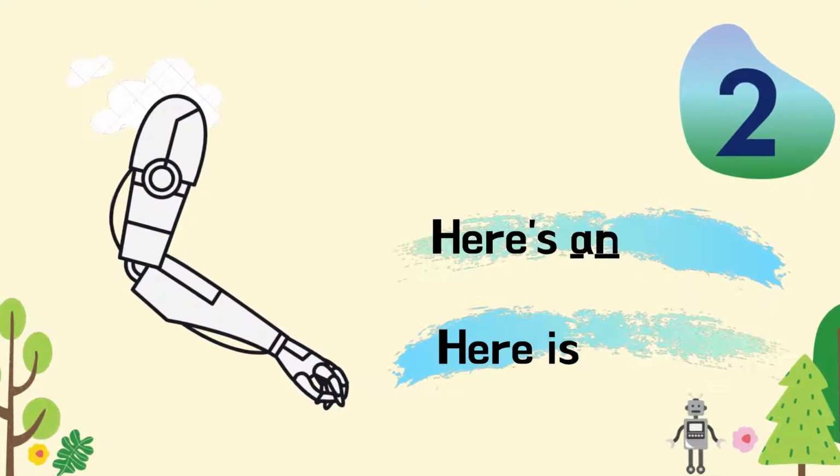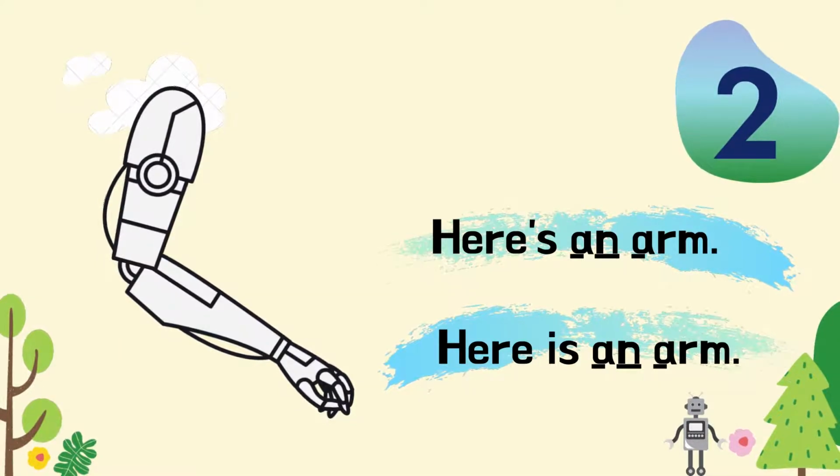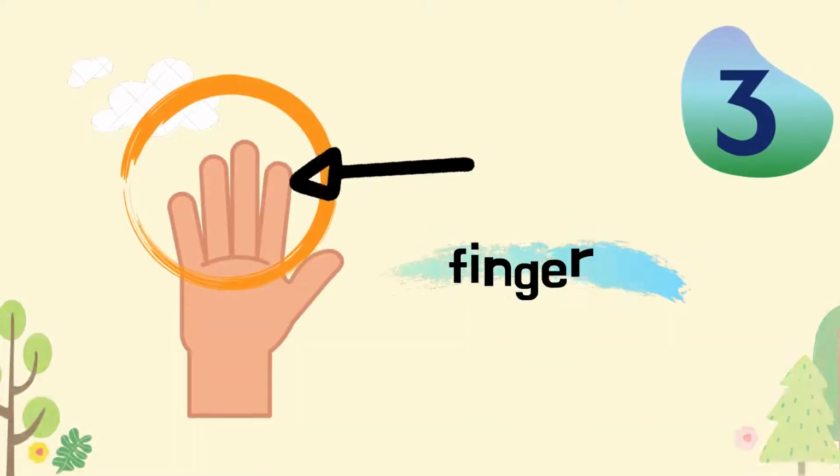Now, let's read the sentence about the robot arm. The first sentence, here's an arm. The second sentence, here is an arm. We start with "an" because arm is spelled starting from A. So we use "an arm". Let's read together again. Here's an arm. Here is an arm. Well done.